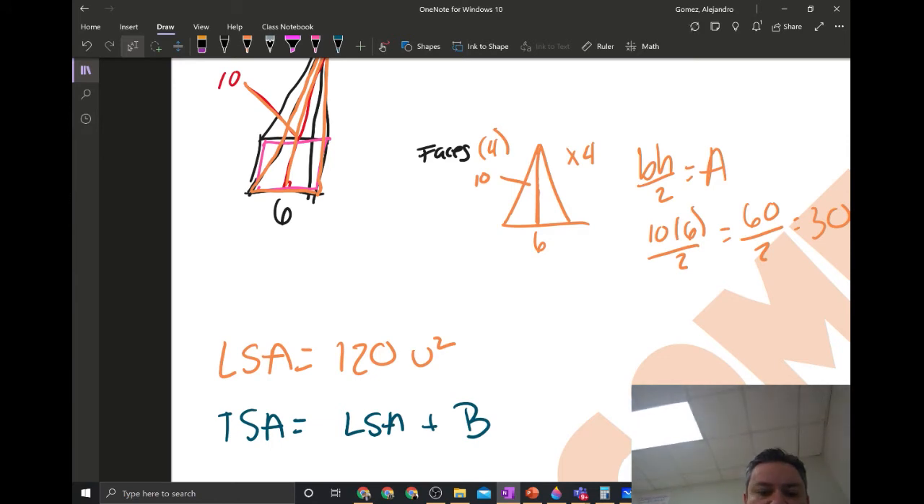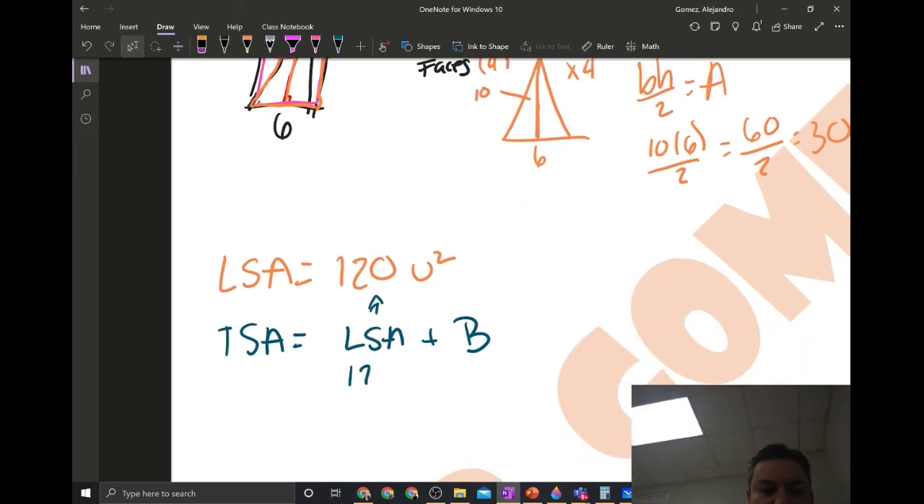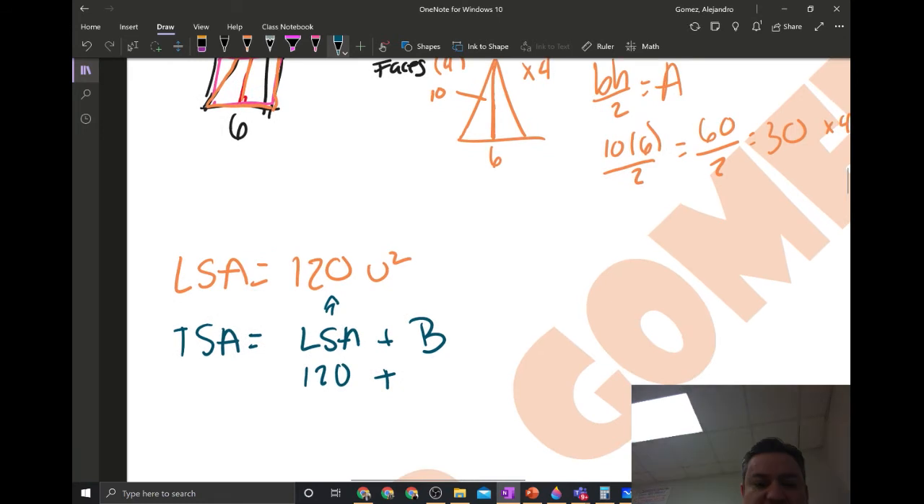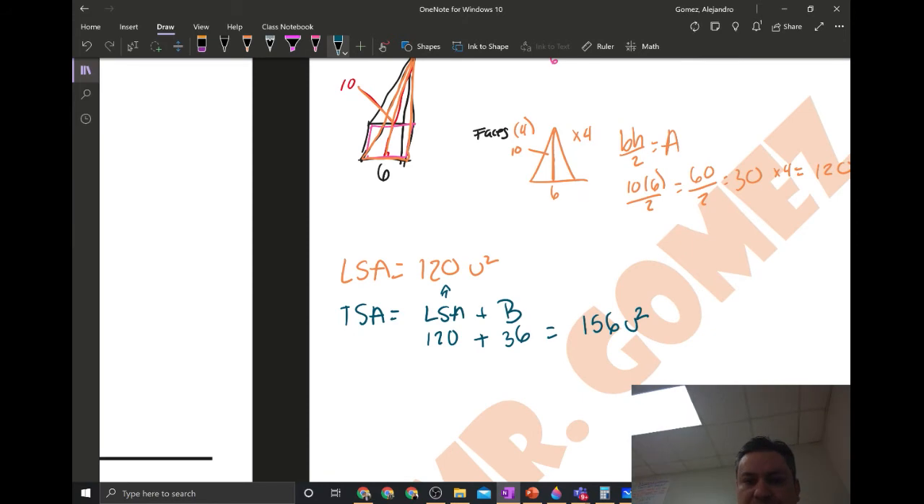Lateral surface area is 120, it's right there. So all I gotta do is bring that number down, plus the area of the base, which I found to be, how much? 36? When you add them together, you get 156 units squared. Any questions real quick on that one?